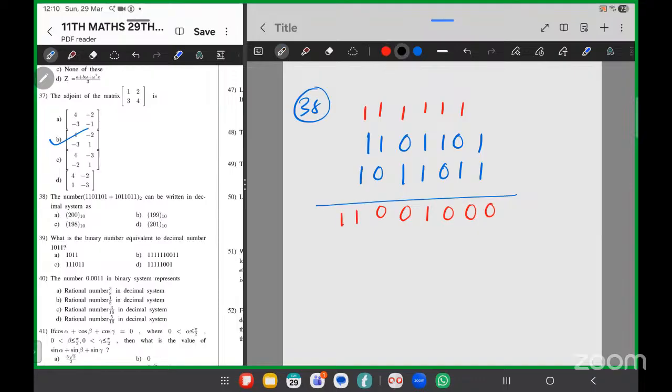So answer is 1 2 4 8 16 32 64 128. So here you can take 128 plus 64 plus 8. 8 plus 8, 16 plus 4, 20. 6 plus 2, 8 plus 2, 10. So answer is 200, option A. Binary addition. Question number 39.